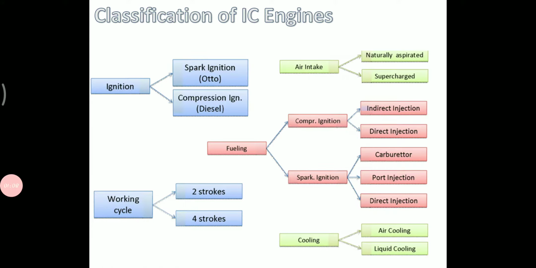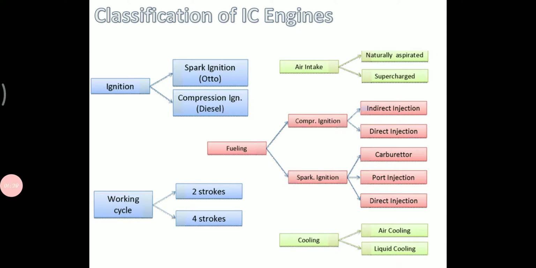Before going to the classification of IC engine, I would like to give a brief introduction on what IC engines are. Mainly, engines work on the principle of the second law of thermodynamics. There are two types of engines: one is the internal combustion engine, another one is the external combustion engine. Combustion is just a word used for burning of fuel.